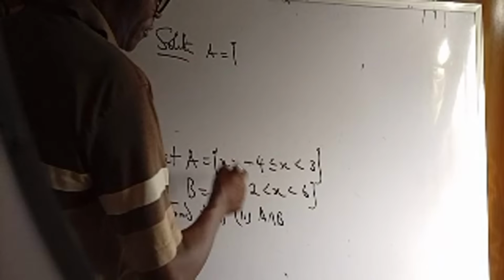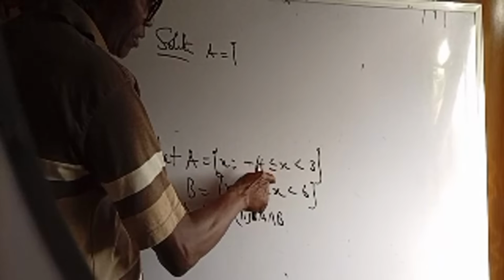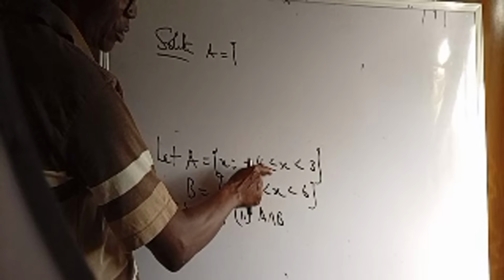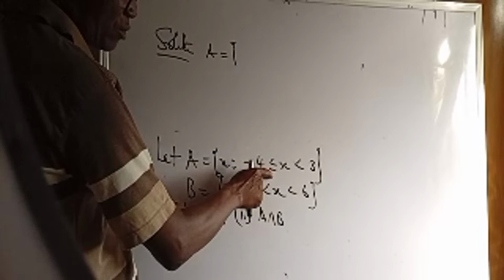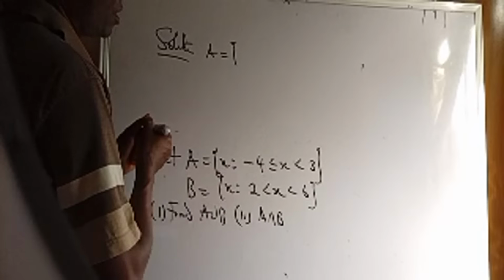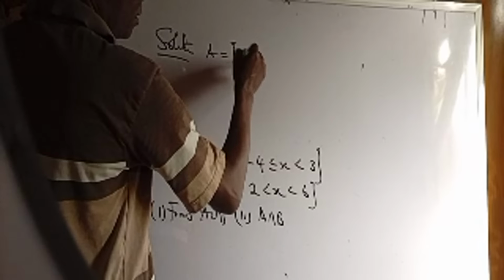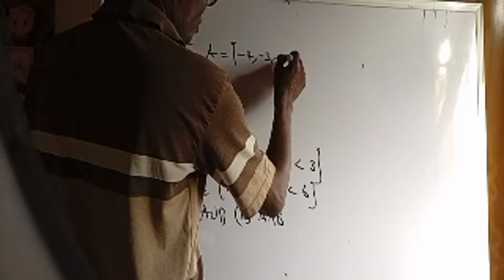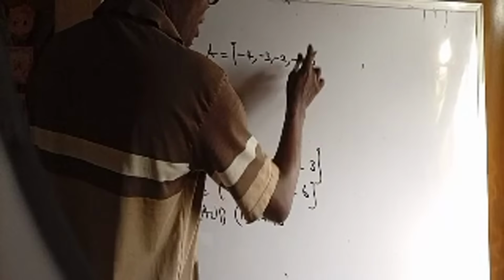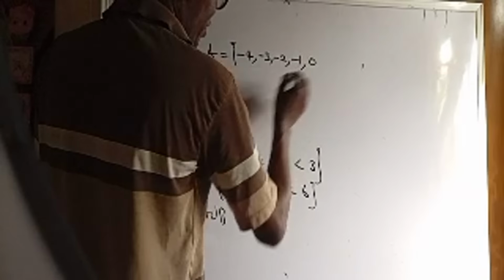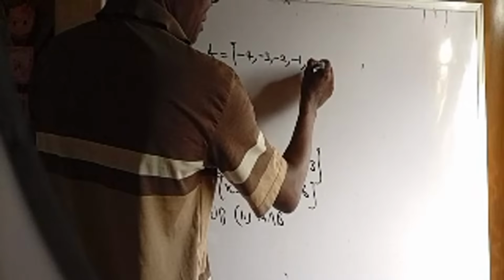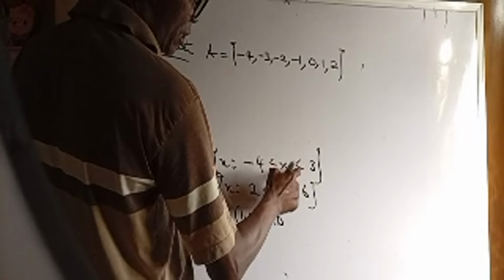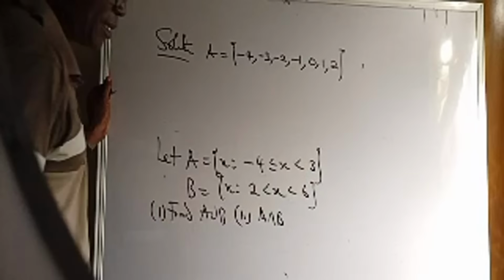And it starts from -4. Why? Because of the inclusion of this equal to. Two inequalities are there, less and equal to. So you have to start from -4. Then you count progressively: -4, -3, -2, -1, 0. Don't forget, you are moving to the right. 1 and 2. You won't stop at 3 because it doesn't contain equal to. 3 is not included in the set.